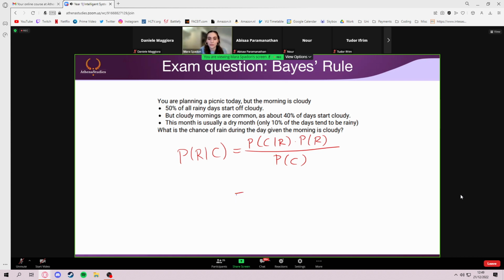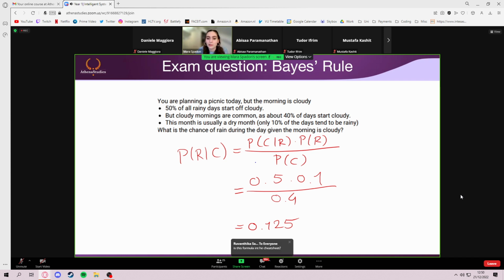Okay, so which values did you have for these? 0.5 times 0.1 divided by 0.4. Yes, exactly. And that is indeed 0.125. So yes, this is indeed how you would do it. I saw a lot of people also got the answer. I think one person mixed up the formula maybe. But indeed, we're using Bayes' rule. So that is the one I wrote down before. So A given B is B given A times B divided by this one.